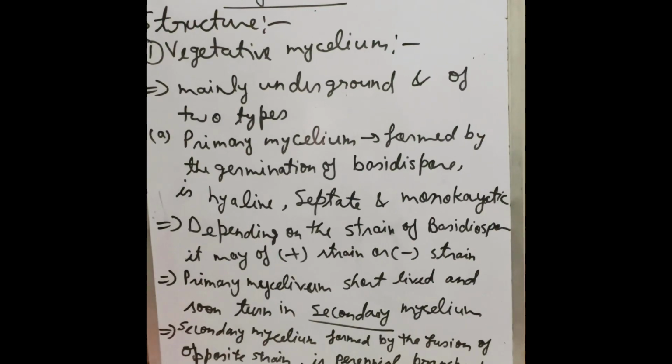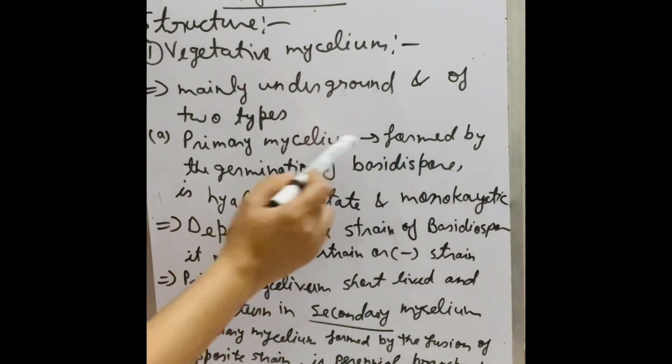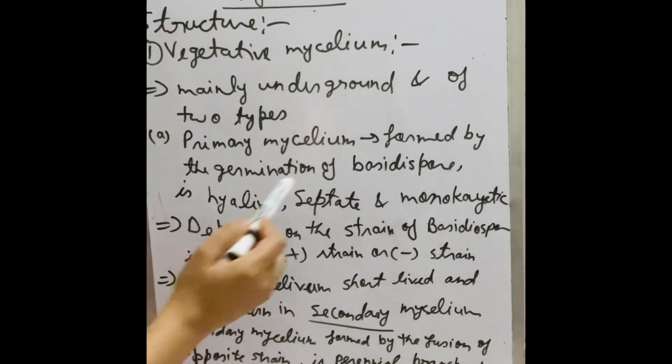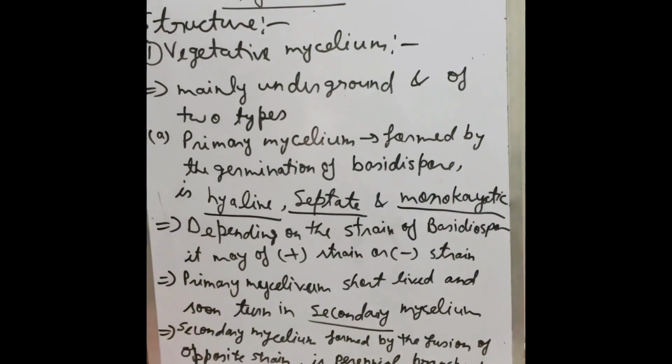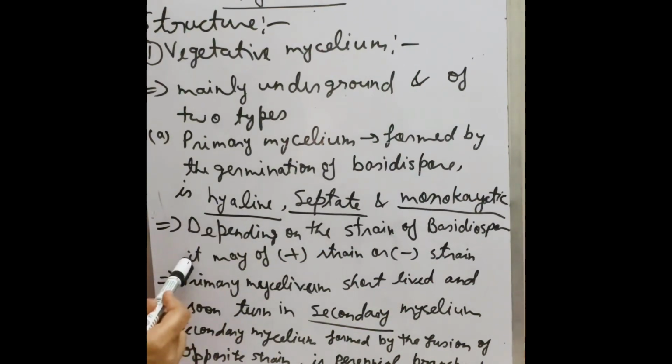On the basis of structure, the first one is vegetative mycelium. Vegetative mycelium is mainly underground mycelium and forms two types. The first is primary mycelium and the second is secondary mycelium. So how is primary mycelium formed? Primary mycelium is formed by the germination of basidiospores, which are highly septate and monokaryotic, and depending on the strain of the basidiospore, it may be of positive or negative strain.